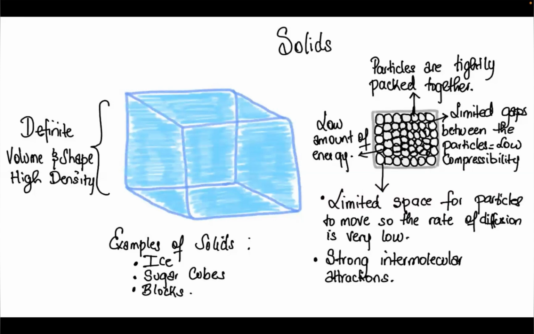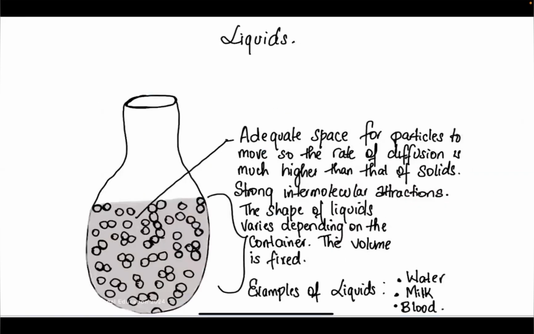Now, because the particles are so tightly packed together, we say solids have a fixed shape and a fixed volume and a high density. What are some examples of solids? Ice, sugar cube, blocks. Now let's jump over to the next state of matter.